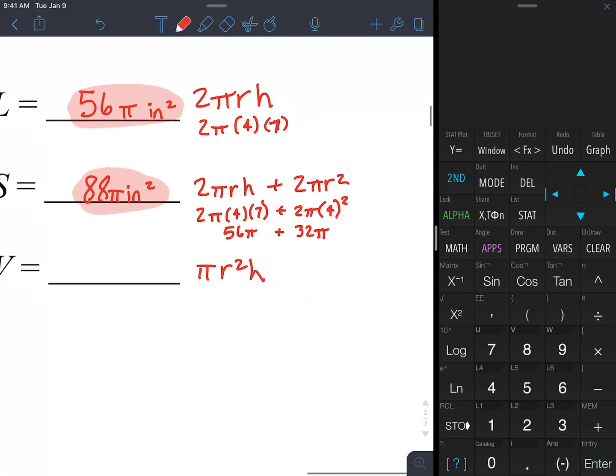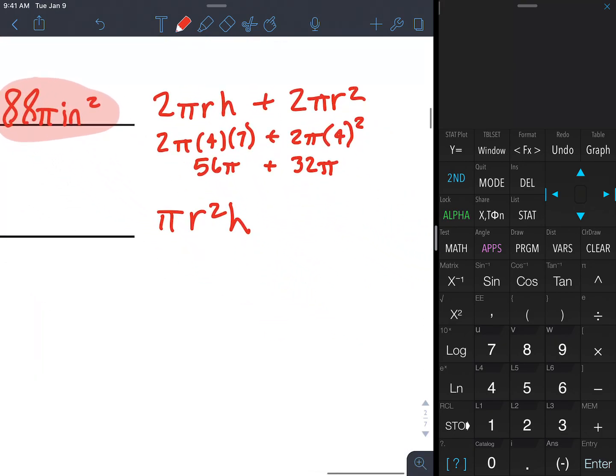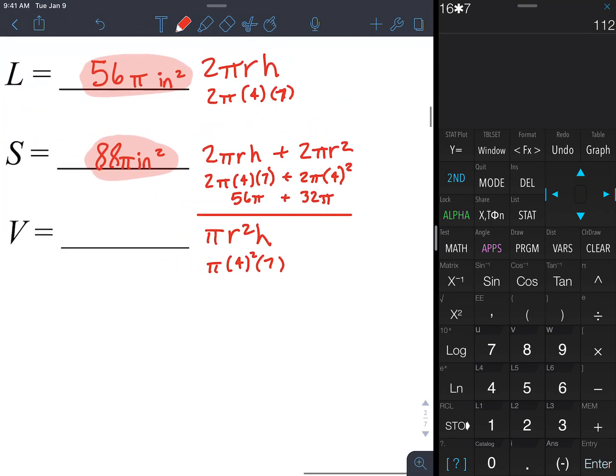Okay, and then finally here at the end we got pi r squared times h. So let's try that out. R was 4, h was 7, and 16 times 7, that's going to be a little bit big there for me. That comes out to 112. So we will write this as 112 pi and then inches squared, or inches cubed, I'm sorry. And yeah, that's your answer there.